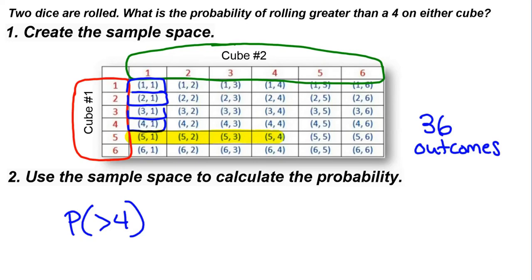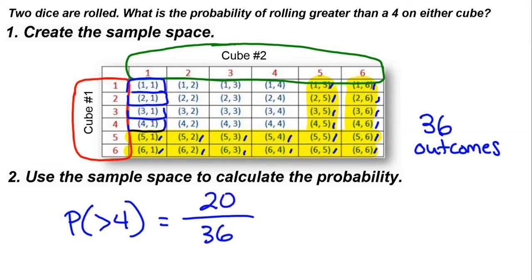So this whole row is going to have a 5 as one of the outcomes, and this whole row is going to have a 6 as one of the outcomes, as well as this whole column and this whole column. So all of these outcomes that I just highlighted have one of the dice that rolled greater than 4. So now I just have to count how many that is to find my probability. So I know there's 36 possible outcomes, and then there are 1, 2, 3, 4, 5, 6, 7, 8, 9, 10, 11, 12, 13, 14, 15, 16, 17, 18, 19, 20. There are 20 of those outcomes that have an outcome greater than 4.